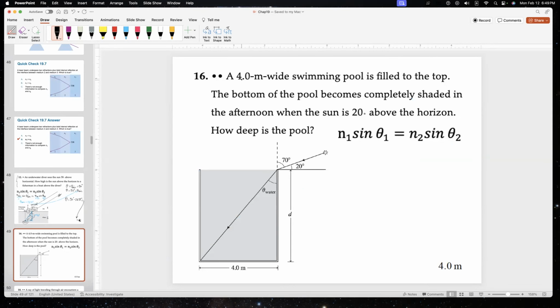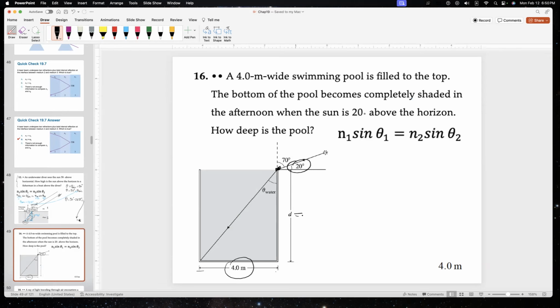A 4-meter wide swimming pool. Again, you're not given the picture. So that's the width, makes sense. Imagine you have to do the drawing on your own. It is filled to the top. The bottom of the pool becomes completely shaded in the afternoon when the sun is 20 degrees above the horizon, above the horizon with respect to the air. That completely shades the bottom of the pool. That's how you would make that drawing. How deep is the pool?